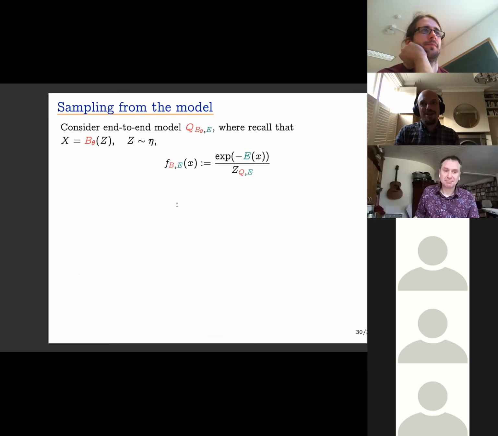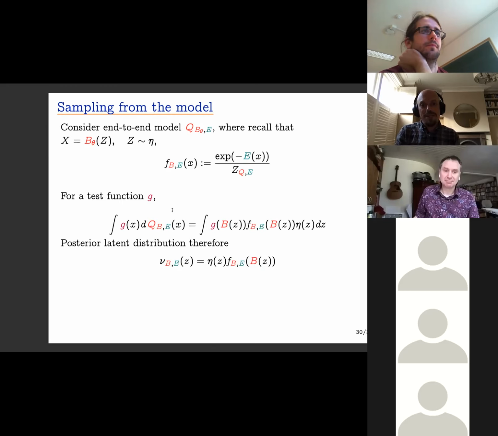Okay, so the very last slide in the, well, let's say theory section, is this question of how do you sample from this model? A terrible idea would be to, let's say, throw samples away. We do something which is a little bit smarter than that. So here's our model, where we've got f_Q,E, a function of Q, our generator, and our energy function.